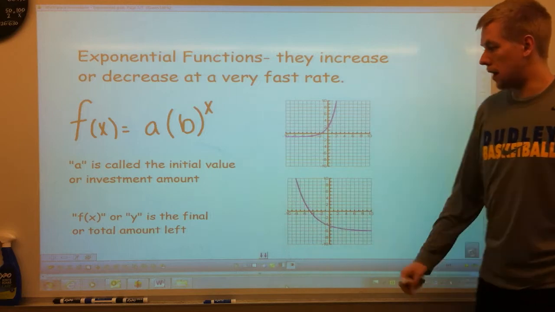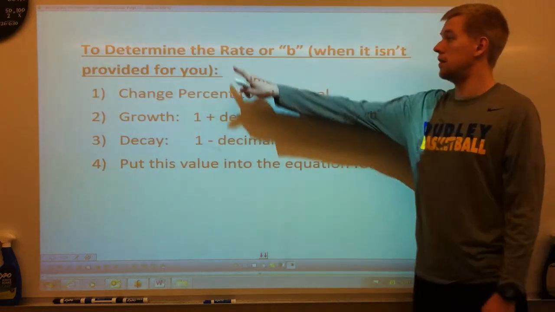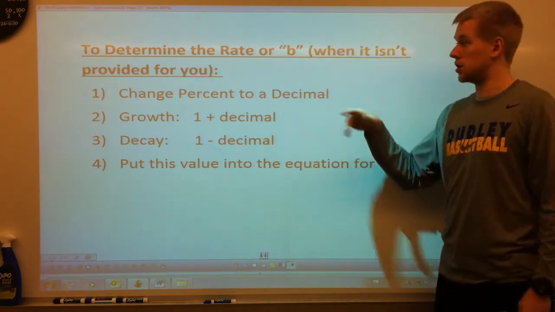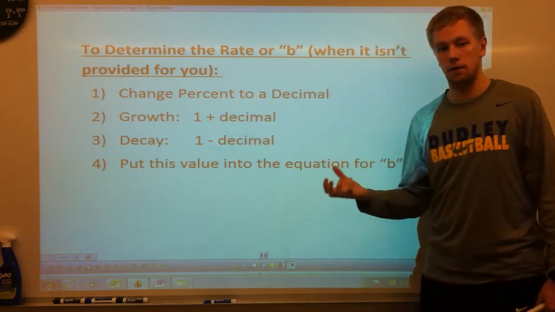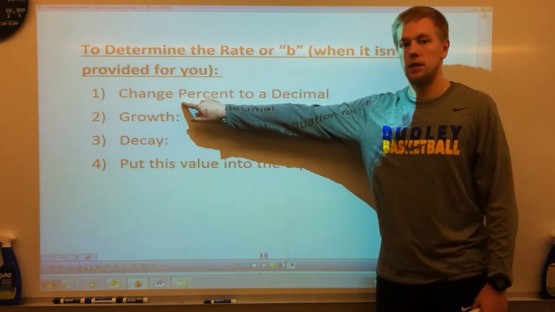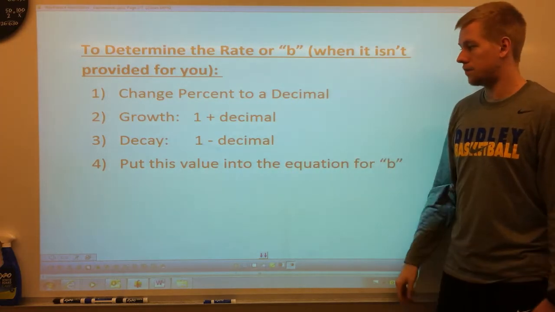Again, a is the initial amount. We're going to talk about b right now. To determine the rate, or the b, the b is the rate of change, when it isn't provided for you. That b is not given. They may give you a percent. This is why we practice percent to decimal, decimal to percent. You're going to change the percent to a decimal.